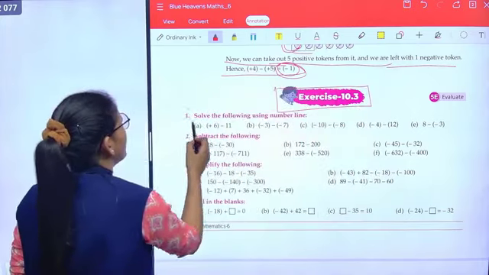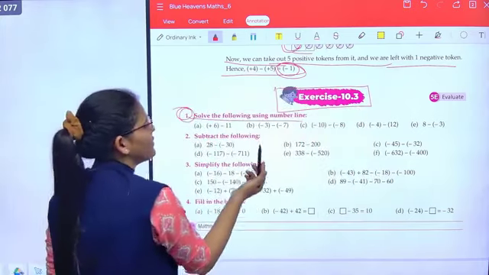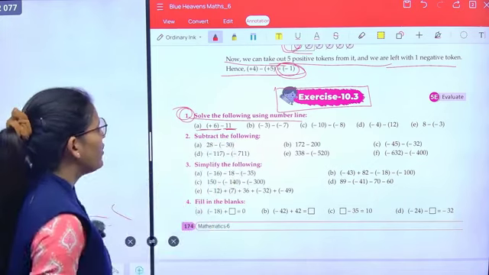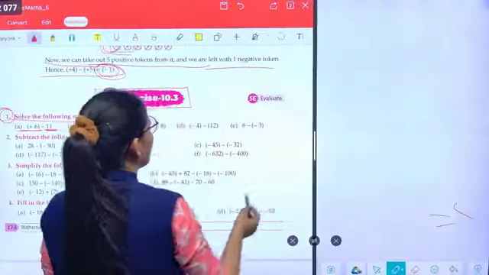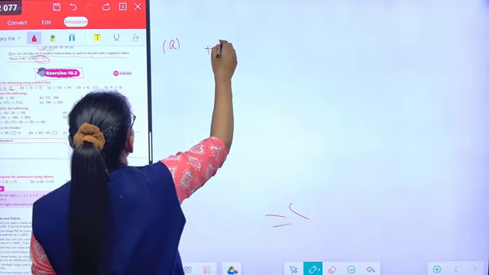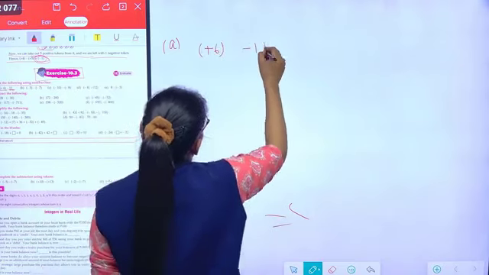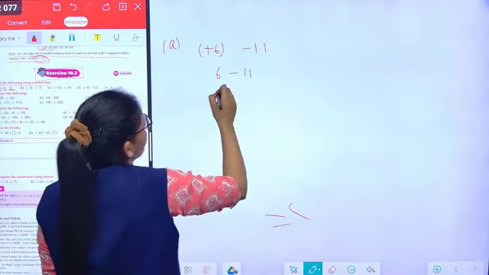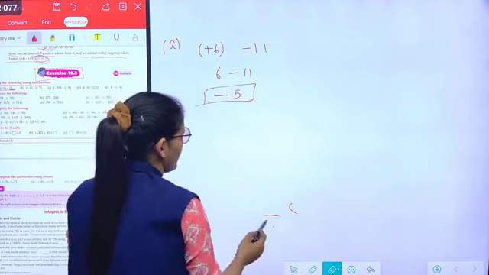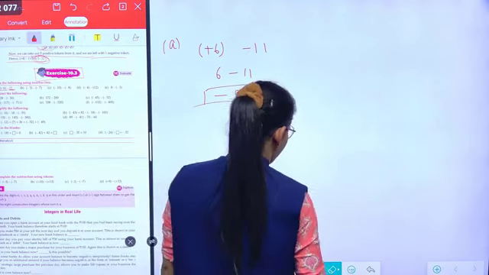Exercise 10.3. Question number 1. Solve the following using a number line: plus 6 minus 11. Now class, we will draw a number line. Now class, first look at it this way: plus 6 minus 11. So class, 6 minus 11, that is minus 5. Understand? Now class, we will draw a line.